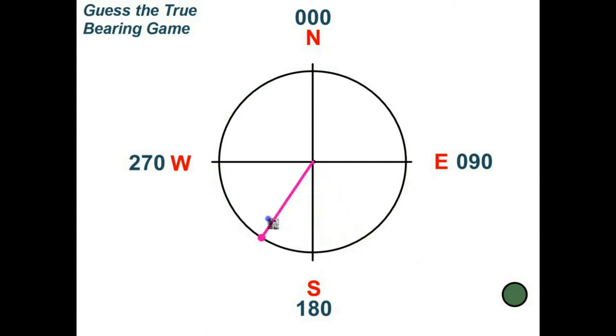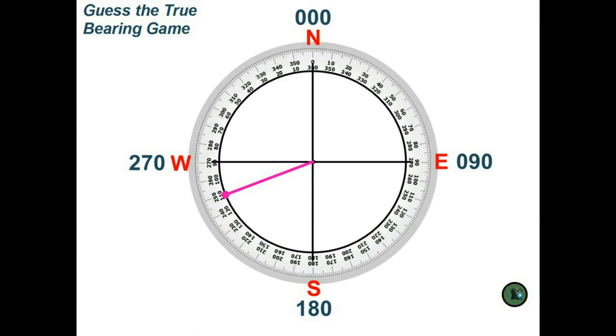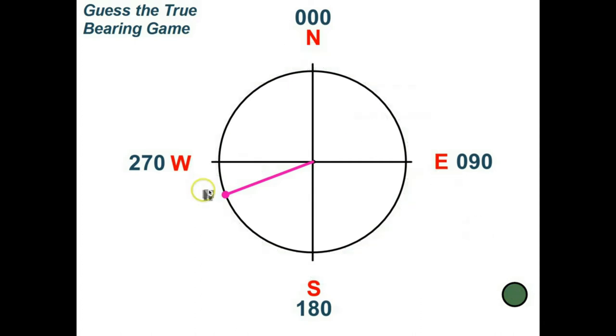Let's go over into this section just here. Okay, what do you reckon that angle might be? Well, if that's 270, that's about 25 degrees smaller, so I'm going to guess 245. Up closer to 249, so I'm not too far off.